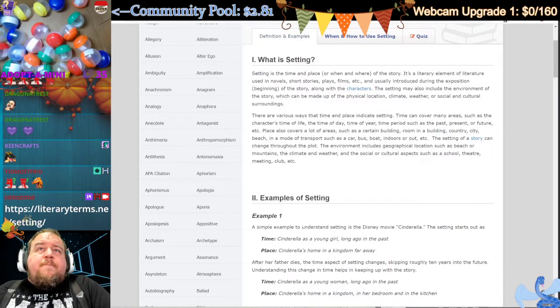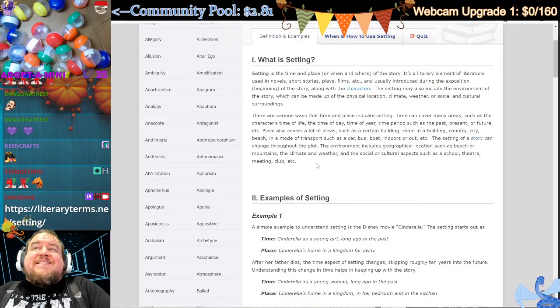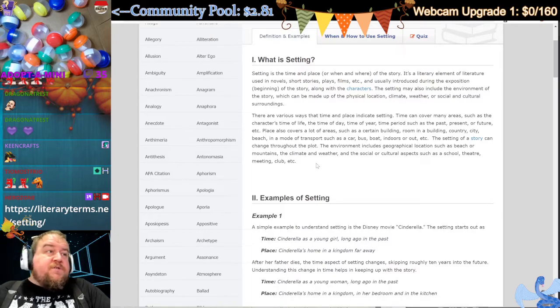Setting. What is a setting? Setting is the time and place, or when and where, of the story. It's a literary element of literature used in novels, short stories, plays, films, etc., and usually introduced during the exposition, the beginning of the story, along with the characters. The setting may also include the environment of the story, which can be made up of the physical location, climate, weather, or social and cultural surroundings.